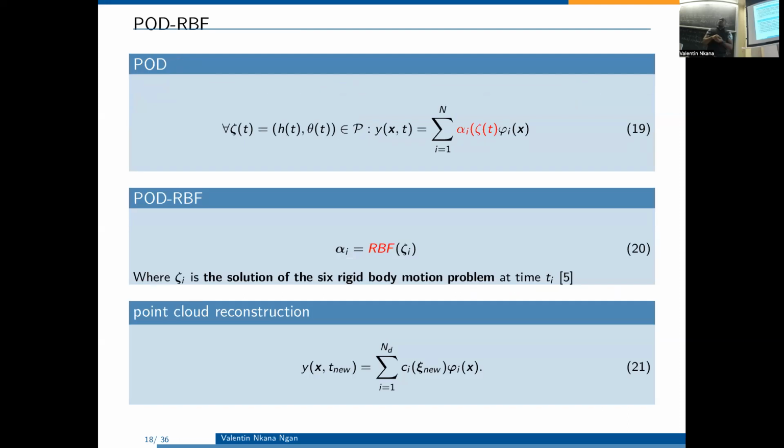So we assume again here POD with equation 19. And now the POD radial basis function is given by equation 20. So we assume the Galerkin decomposition here, and offline we build a map between the parameter responsible for the motion of the grid, which here is 2 degrees of freedom. So here is the plunge, and here is the pitch.